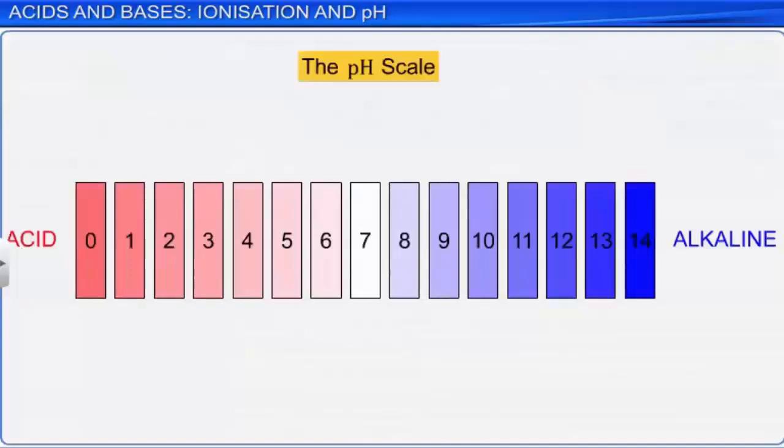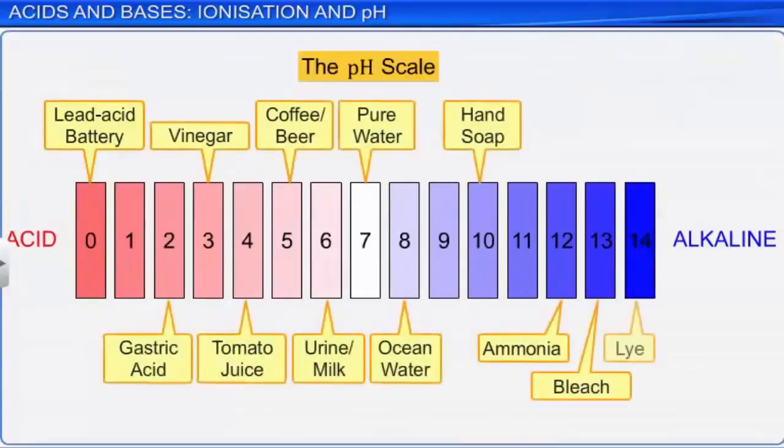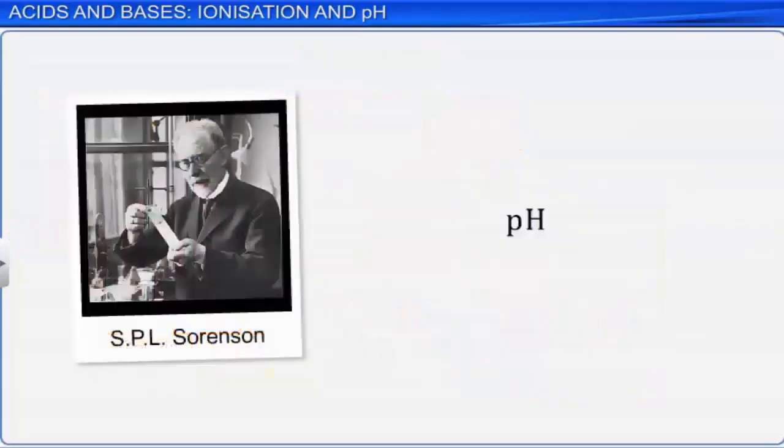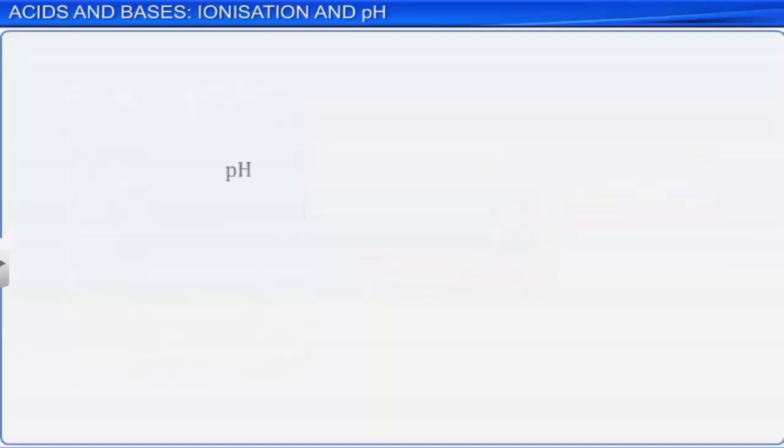The concentration of hydrogen ions is commonly expressed in terms of the pH scale, which was introduced by S.P.L. Sorensen. The P in pH comes from the German word Potenz, meaning power, and the H from the concentration of H+ ions. The pH of a solution is defined as negative logarithm to the base 10 of the molar hydrogen ion concentration in a solution.